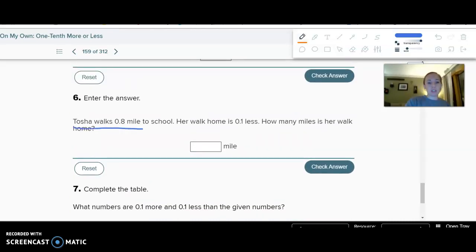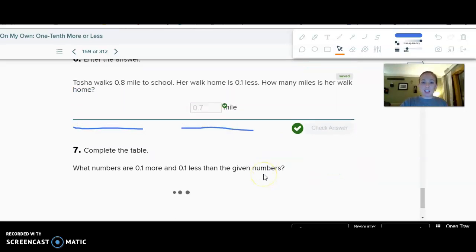If Tosha walks 8/10 of a mile to school, her walk home is 1/10 less. How many miles is her walk home? All right, hopefully you took it away. I should point out less is subtraction, more is adding, because we're getting bigger. So if you said 0 and 7/10, yay, look at us go.